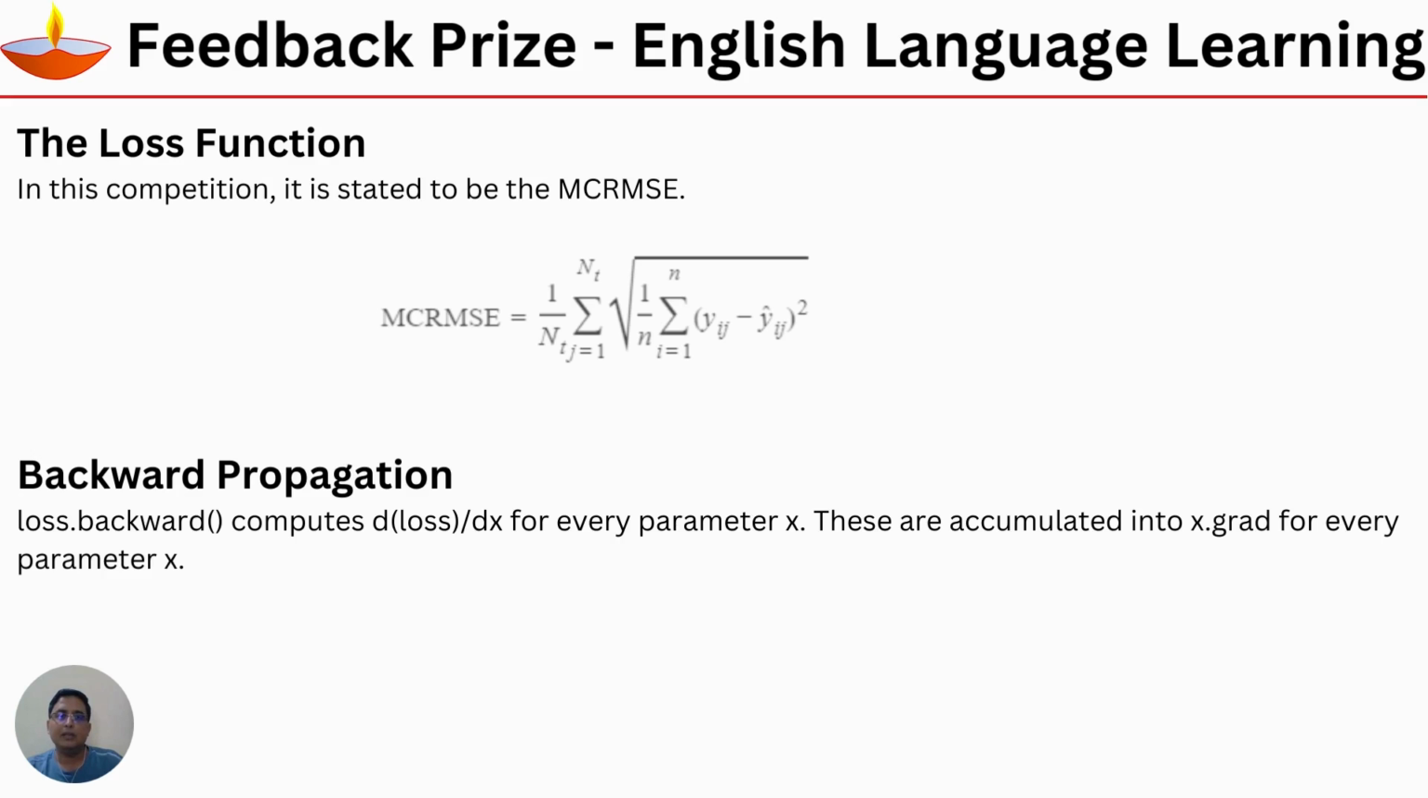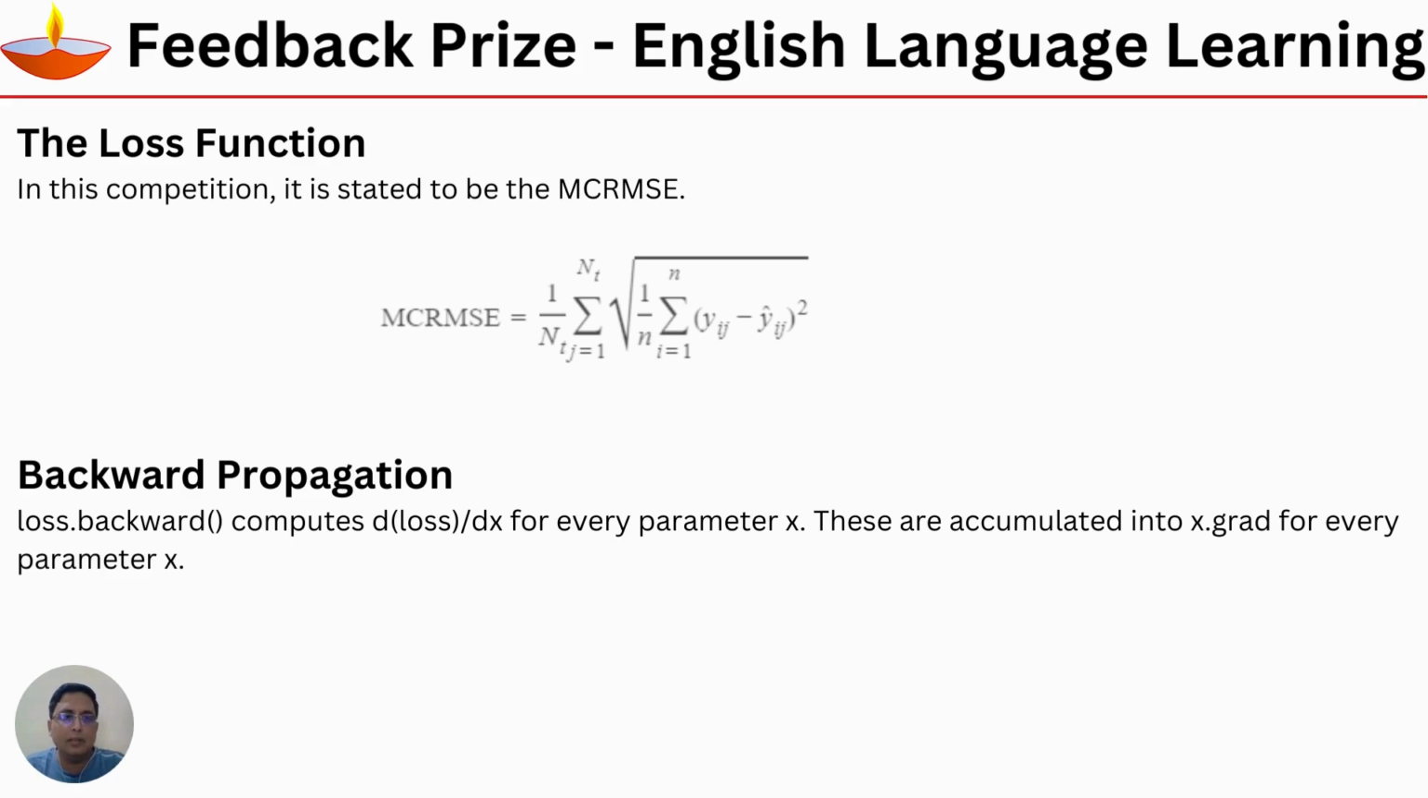We calculate this component for all the columns or all the classes for which we need to get the predictions. And that's why we have the summation of j equal to 1 to Nt, and we take a mean of it, 1 by Nt there, and that's what gives us the MCRMSE.